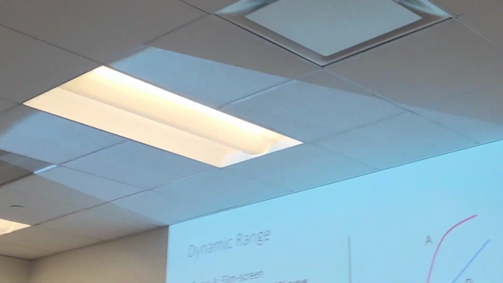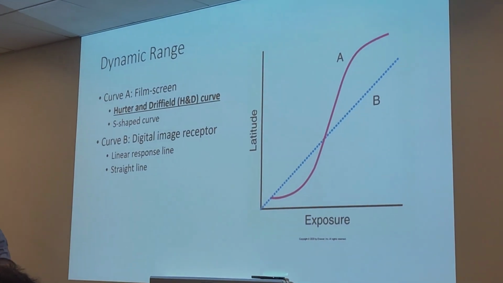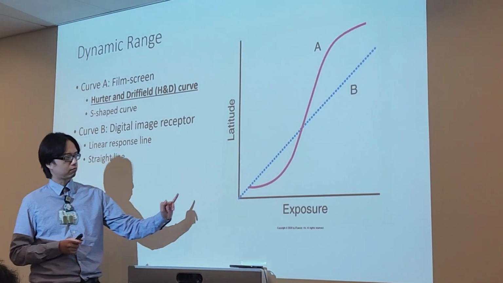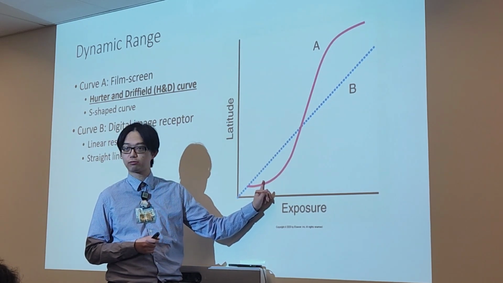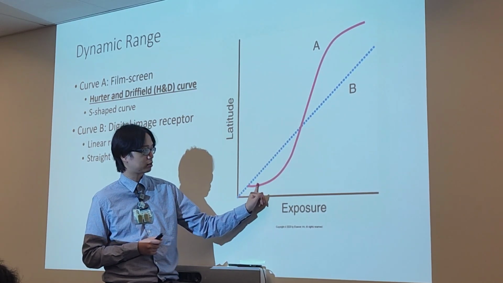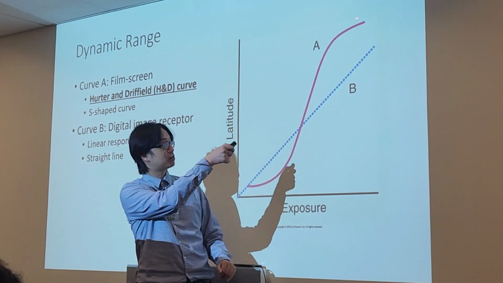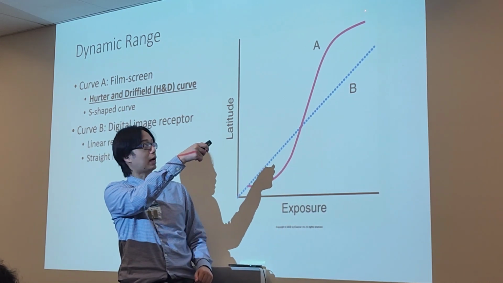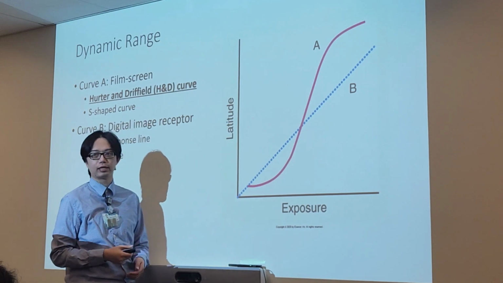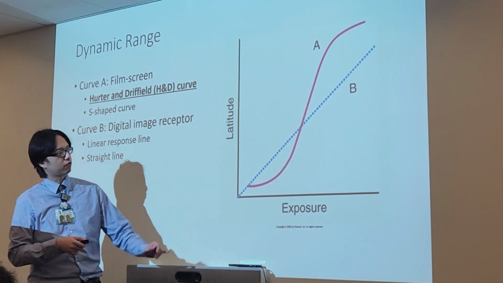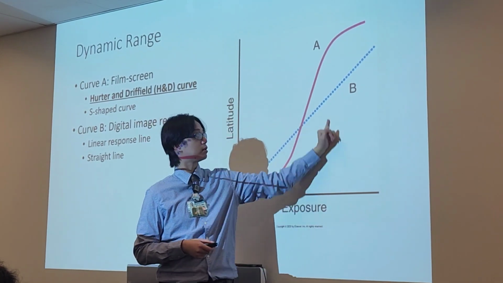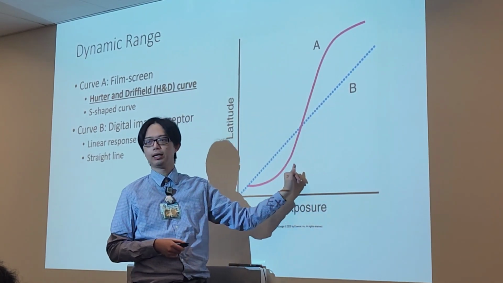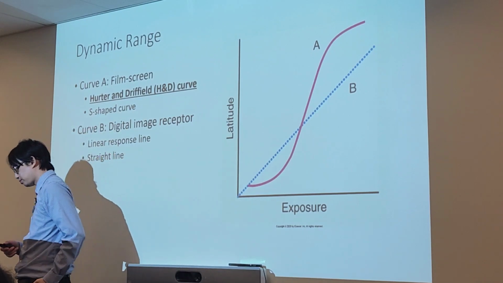Here is an example of the H and D curve. What this means is that here at low exposure, the film didn't really respond to X-rays very well. It didn't really detect the X-rays. Over here at high exposure, the film became saturated and really didn't respond to extra radiation. So there's just this very narrow range of X-rays from here to here, right? This narrow range of X-rays that could actually produce the image.